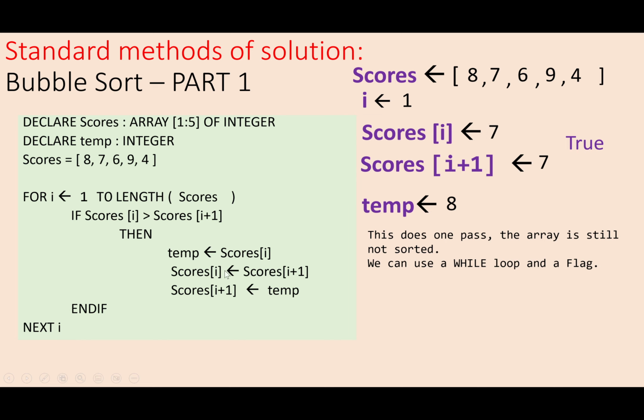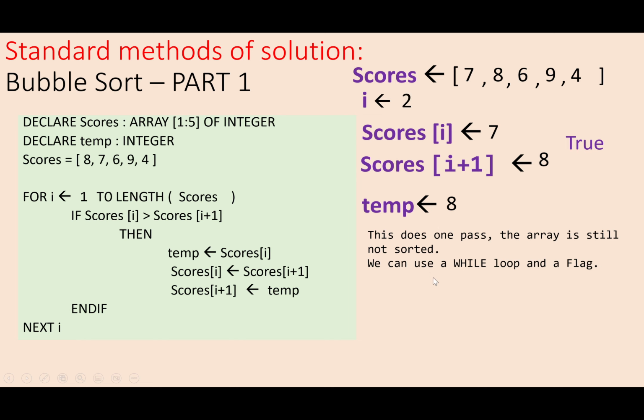So scores[i] is going to be assigned scores[i+1], and now we can take the 8, because we're swapping them around, and assign scores[i+1] this 8. There we go. You can see they've now been swapped in the array. And then we go next i, so i is going to become 2, and then the process will repeat.